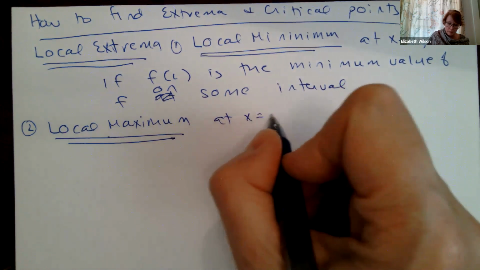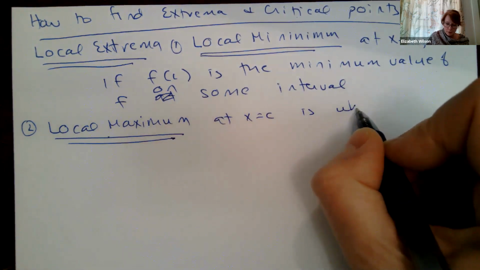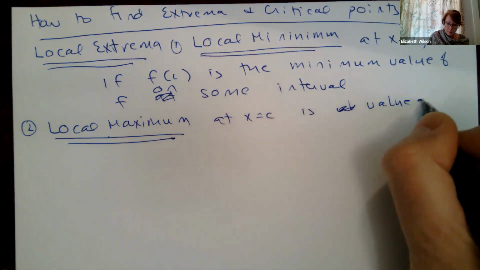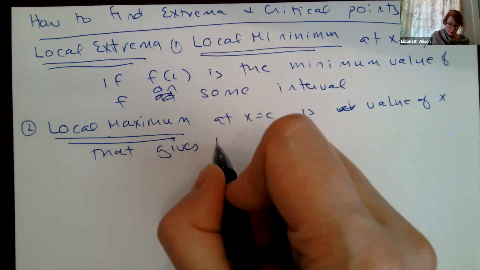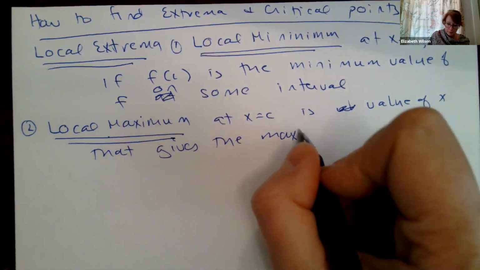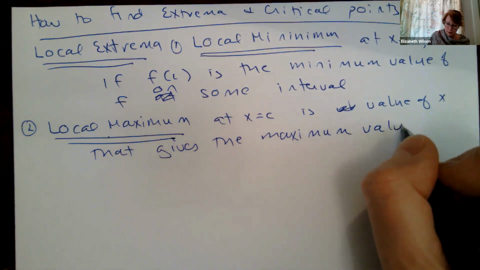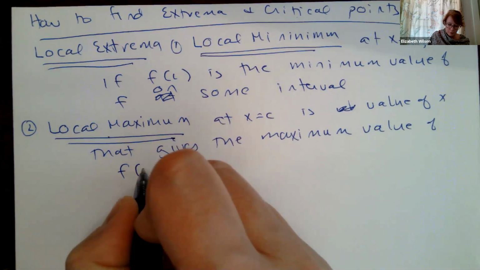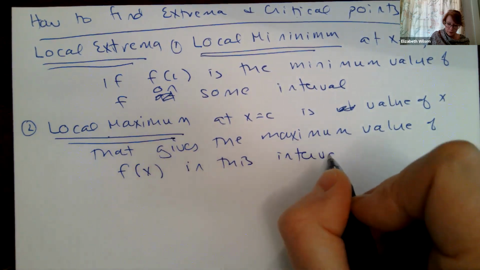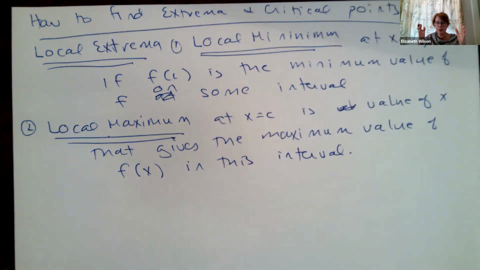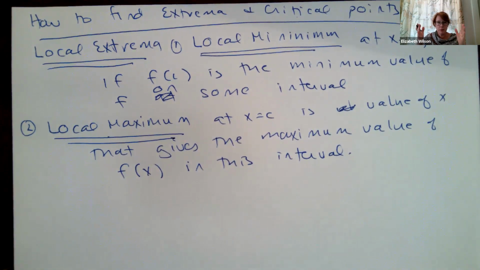At x equals c is the value of x that gives the maximum value of our function in this interval. So I've got this interval a to b. Basically, I look and I say, which value within this interval gives me the greatest value of my function? That's my local maximum within this interval. Same thing for my local minimum.